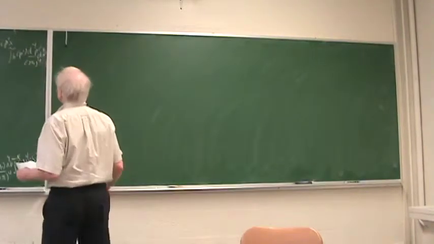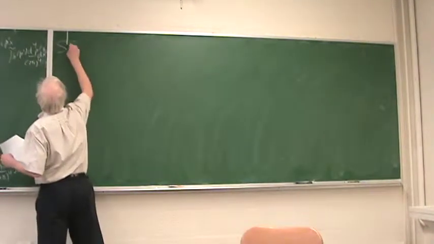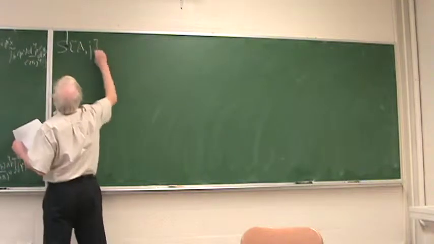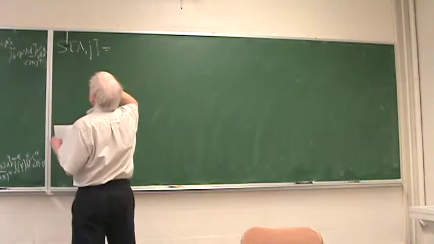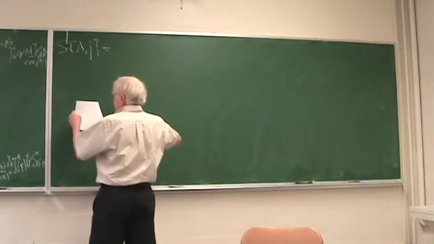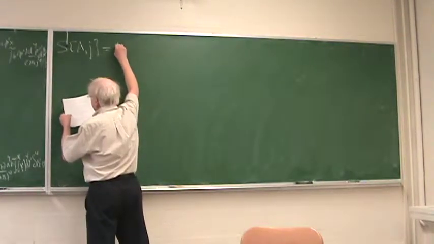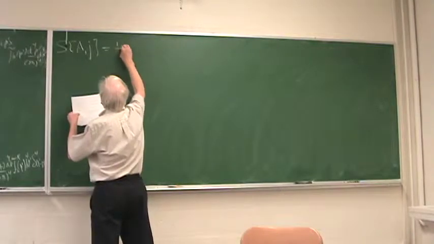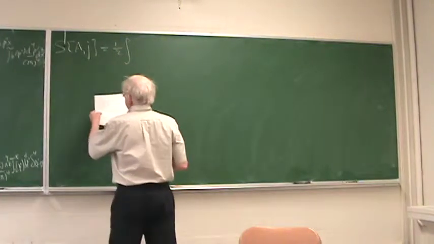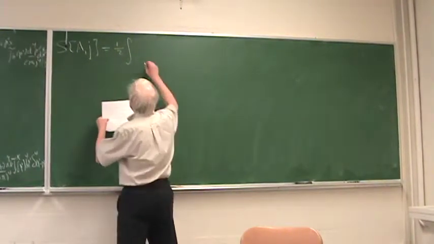So we get S of A and J is equal to simply a half. In fact, maybe I'm going to write this somewhat more compactly.